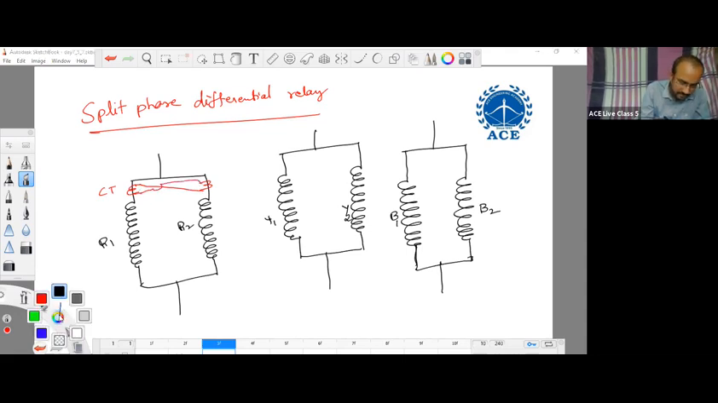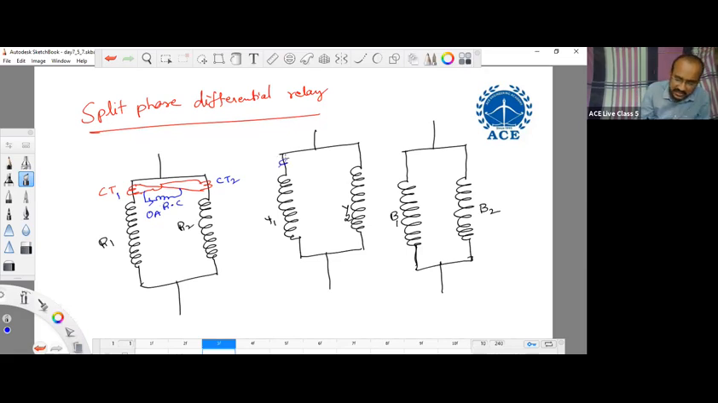In this differential mode we need to connect the relay coil. The CTs are connected in differential mode, and in the differential mode the relay coil is connected. If there is no interturn fault, the currents through the two coils R1 and R2 will be the same, because the number of turns will be the same. So in CT1 and CT2 the currents will be the same, the difference of the currents will be zero, and the relay will not operate.